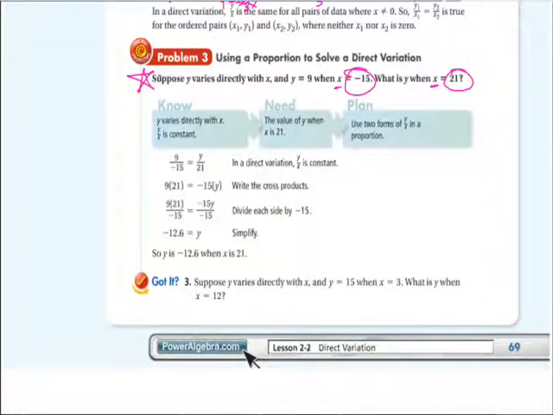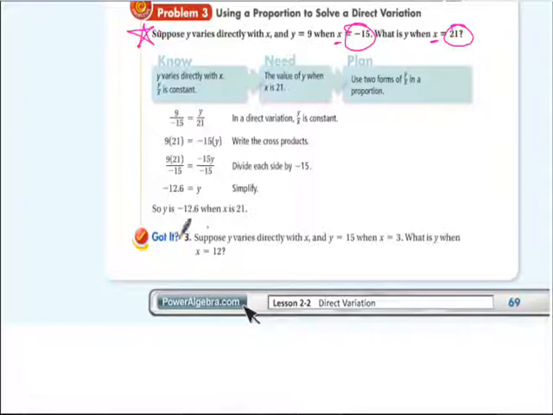Let's go ahead and try this one. We'll do this one together so I can make sure we're setting them up right. Suppose y varies directly with x. It's telling us y is 15 when x is 3. So that should equal, what is y? So y, we don't know, when x is 12. Okay? Go ahead and solve that proportion.